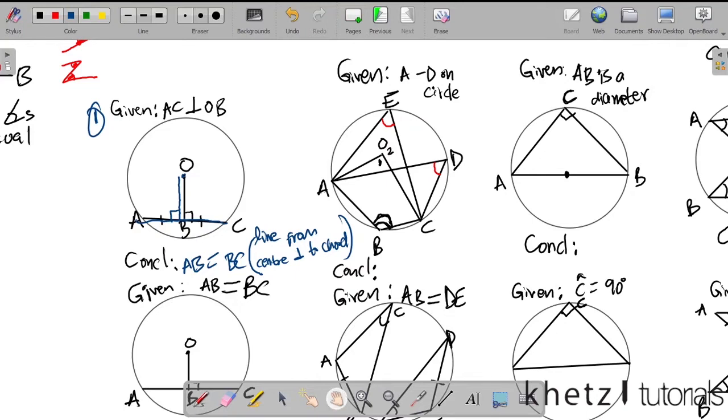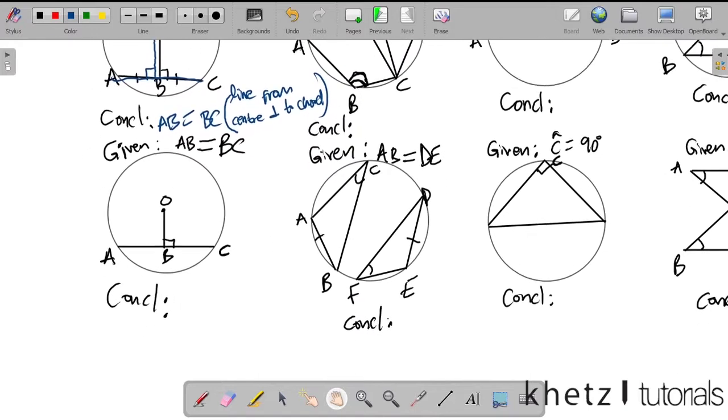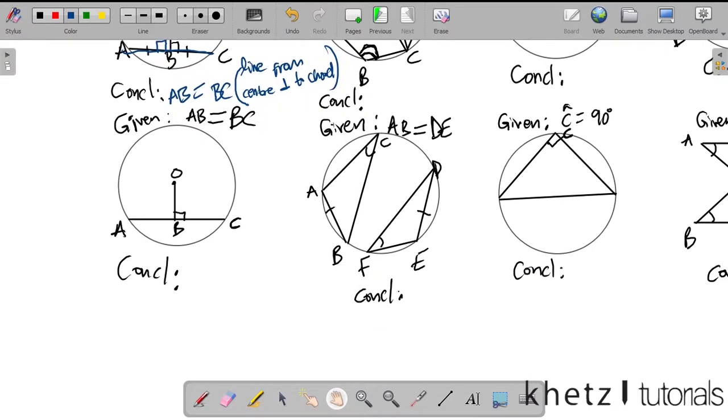We're now going to move on to a similar case. So let's say you have the same diagram, which is number 2. Let's say you have the same diagram as number 1, and now you're actually told that AB and BC are equal. So what conclusion can you make? It's actually just an inverse of the first one. The conclusion you can make is that AC is perpendicular to OB.